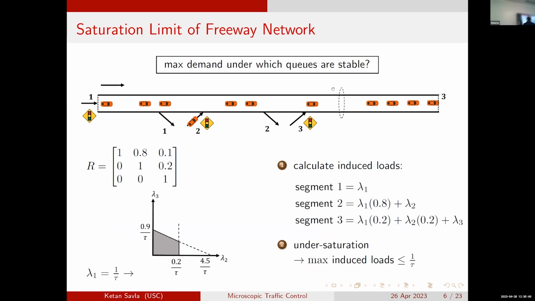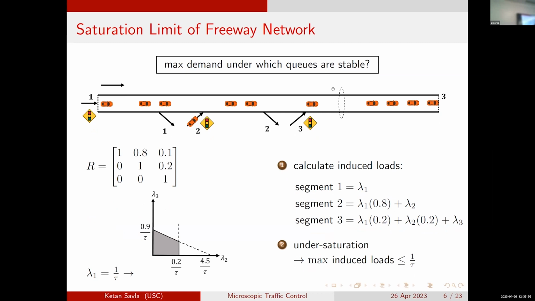Okay, so what I need is lambda 1 less than or equal to 1 over tau. Let's say 1 over tau is 1200. Okay, lambda 1 needs to be less than 1200 vehicles per hour. 0.8 lambda 1 plus lambda 2 needs to be less than 1200 vehicles per hour.